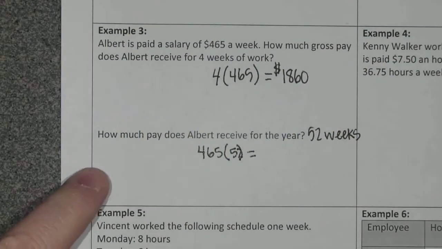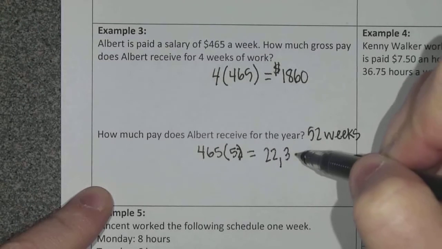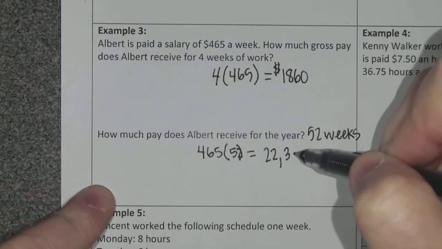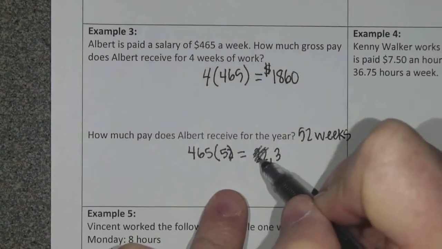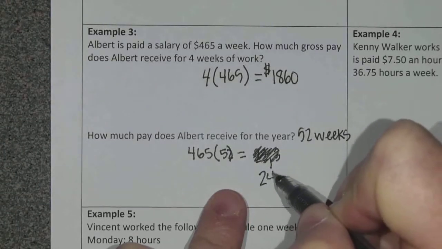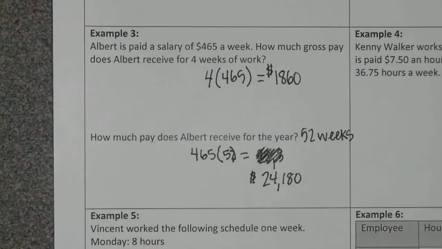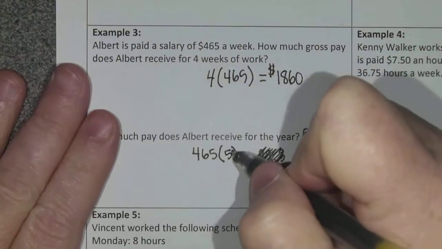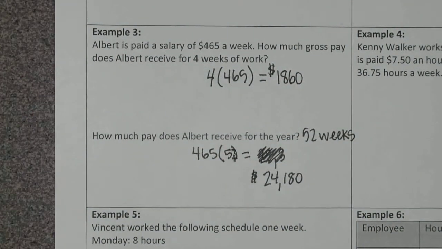And what did you say it was? No, it's not. It's 24,180. Oh, it is 24,000. All right, 24,180. Okay, because timesing by 52. Questions on how we got that? We're doing good still.